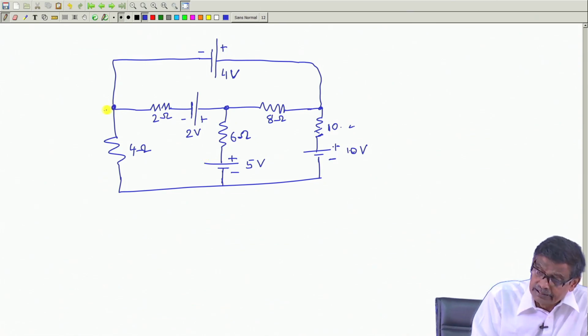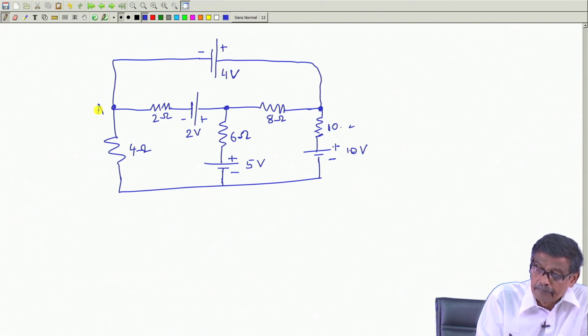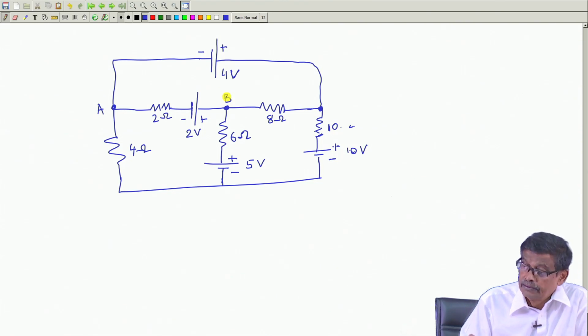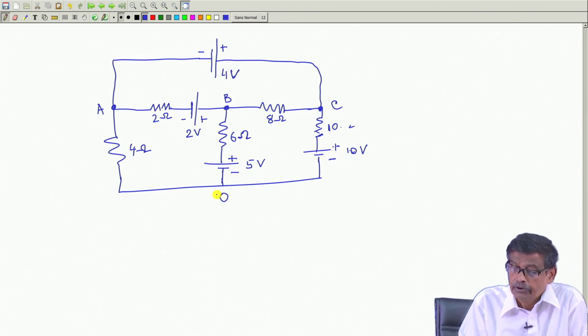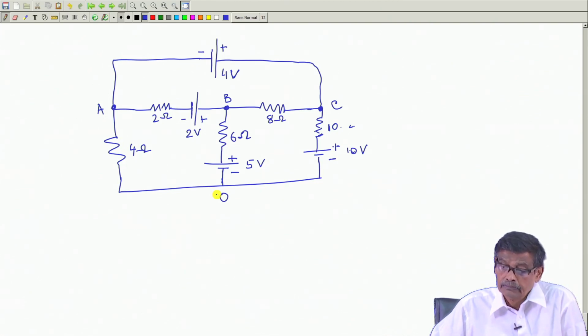Now, in the nodal method, the first thing is you identify the nodes and name them. For example, you name them A, B, C, and suppose O. And then your target will be to solve for V A 0, V B 0 and V C 0, if you have chosen O as your reference node. And we know how to write down the KCLs at the different nodes.